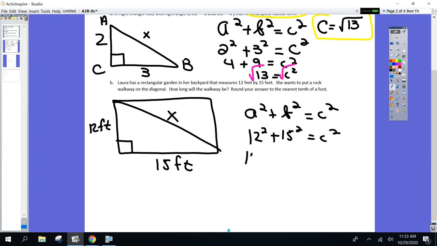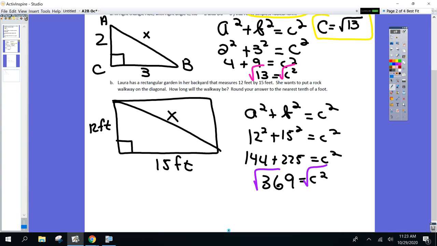So I got 144 plus 225 equals C squared. What did I end up with? 369. And Liz told us in problem number 1, you have to take the square root of both sides.